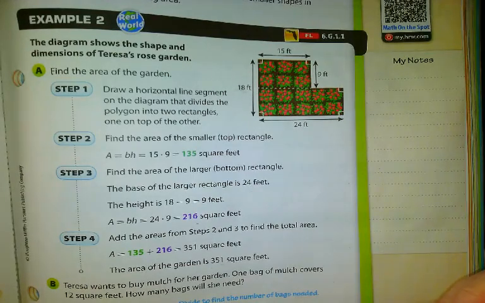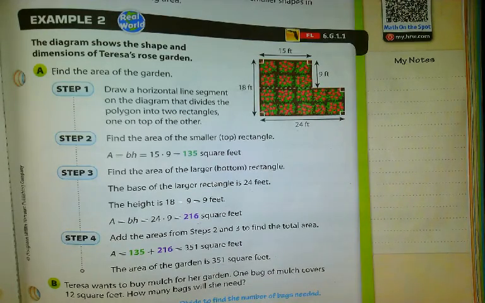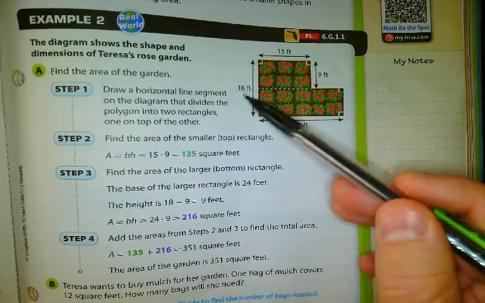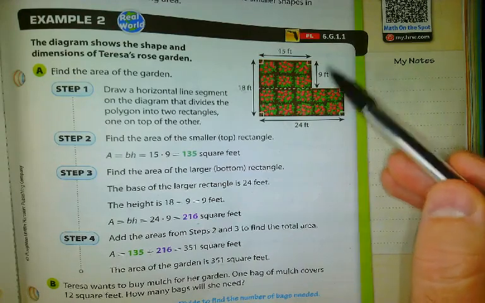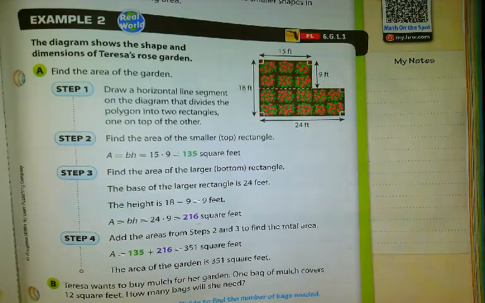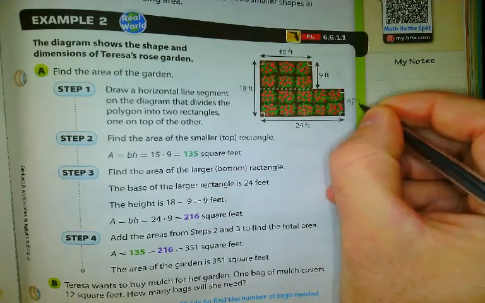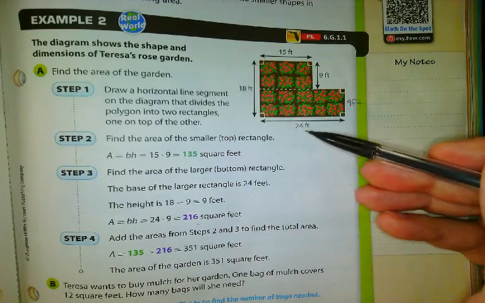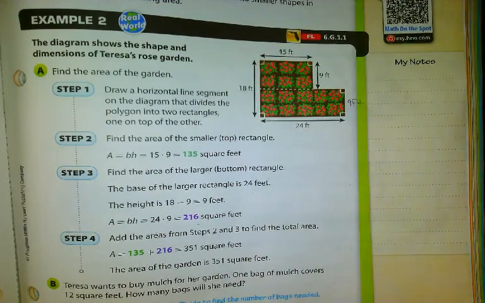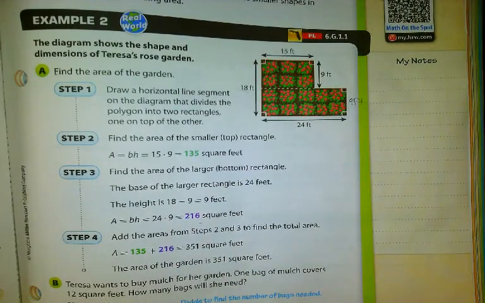Then it says find the area of the larger rectangle on the bottom. So we don't have all of the values yet, but the one that we're missing is the height. And we notice that the total height of this rose garden is 18 feet, and 9 feet of it is for the top part. 18 minus 9, we find that this is 9 feet as well for a height. So we're just finding the area of the rectangle on the bottom by a base of 24 and a height of 9. So we're going to multiply 24 times 9 and get 216 square feet.